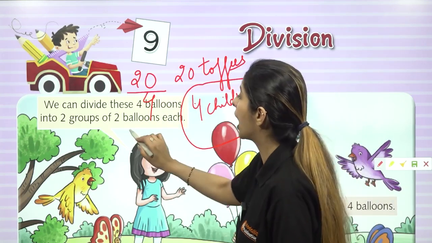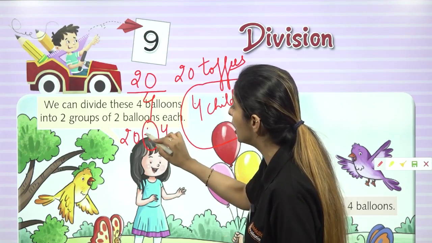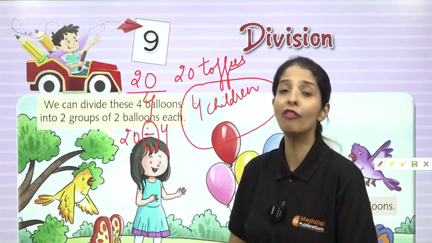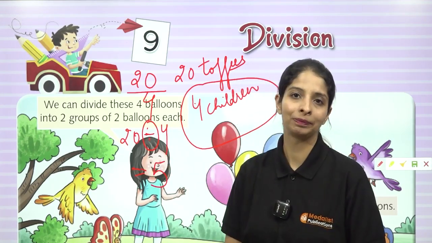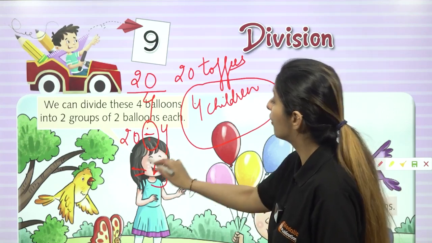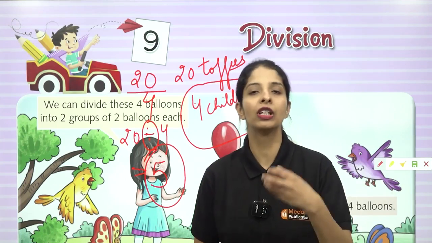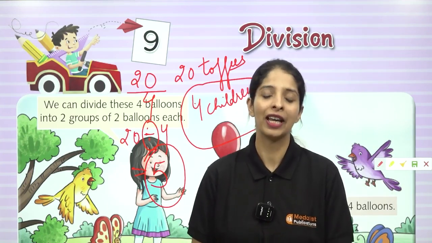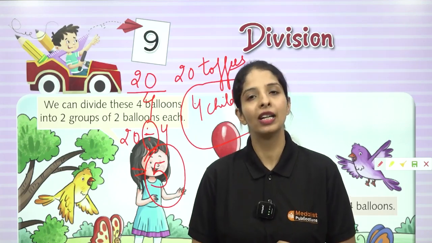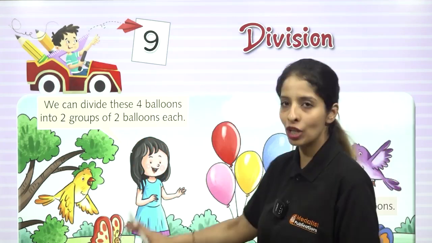I will represent it like this. This is the symbol, or sign, of division. So it will be 5. So I will give 5 toffees to each child to distribute the total toffees among these 4 children. So this is the concept of division. Let's understand more about division through this chapter.